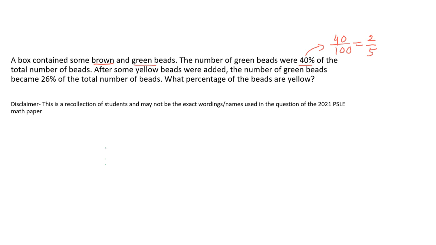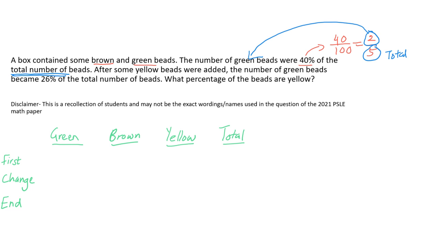Now let us identify what is 2 and what is 5. So 2 is the number of green beads and 5 is the total number of beads. Okay, now I'm going to put all this information in a table. So if there are 2 units of green beads at first and a total of 5 units of beads, the difference of 3 units will be the number of brown beads, because at first there are only brown and green beads. Okay, so let's go on to read the question.